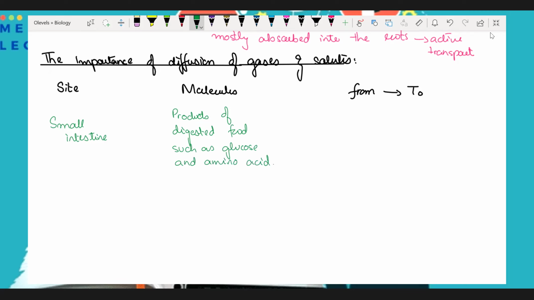Now, in small intestine, what happens when you eat a certain thing, right? We know that it is digested by the digestive system, and inside the small intestine, we have the products of that digested food in the form of glucose and amino acids. Now, what happens is that those glucose and amino acids have to move from the lumen of small intestine towards the blood in villi capillaries.